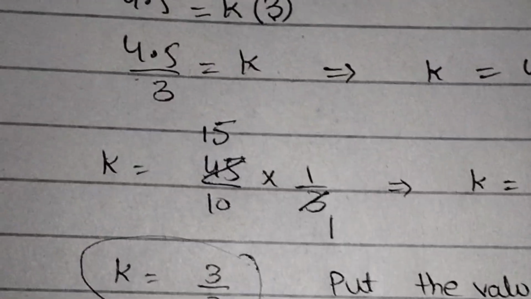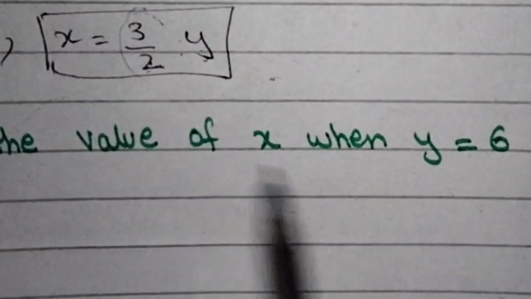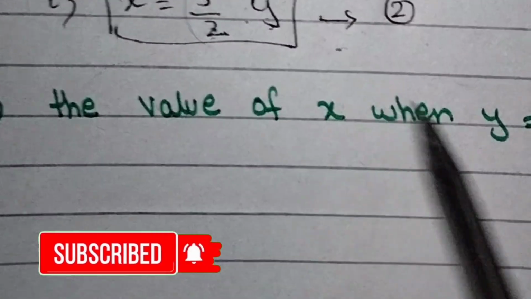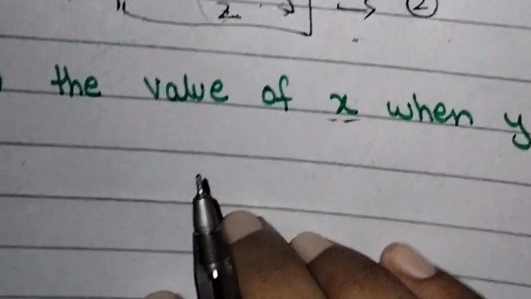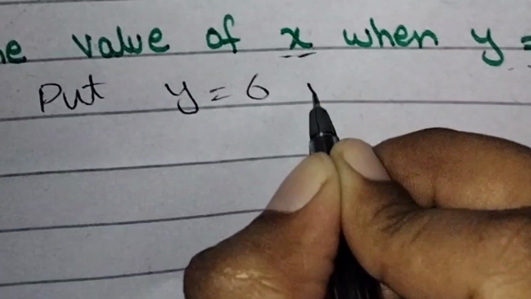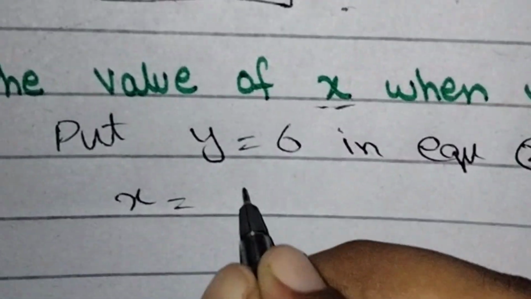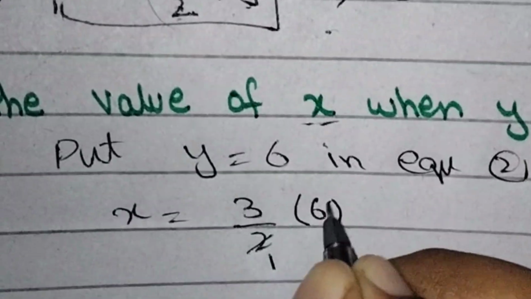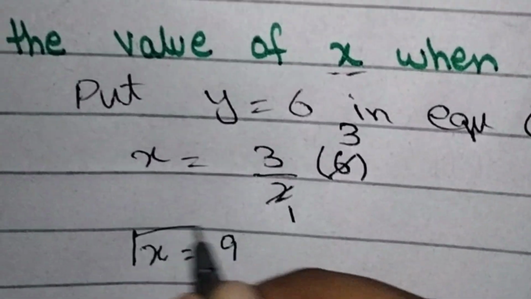Now we will solve part 2. In part 2 they ask for the value of x when y equals 6. Now we will use this equation. I will name that equation 2, because it has the k value, and if we want to find the value of x, we will put 6 and easily find it. So I will write: put y equals 6 in equation 2. x equals 3 by 2 times 6. 2 1 times 2 and 2 3 times 6. x equals 3 times 3, which is 9. So the value of x is 9.